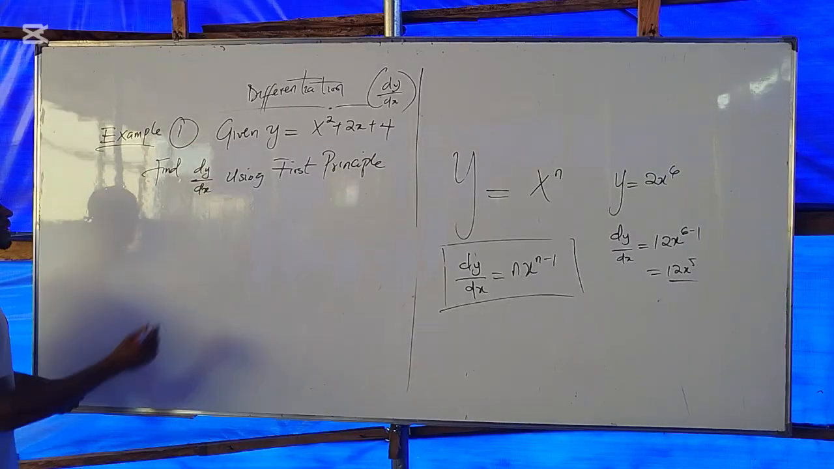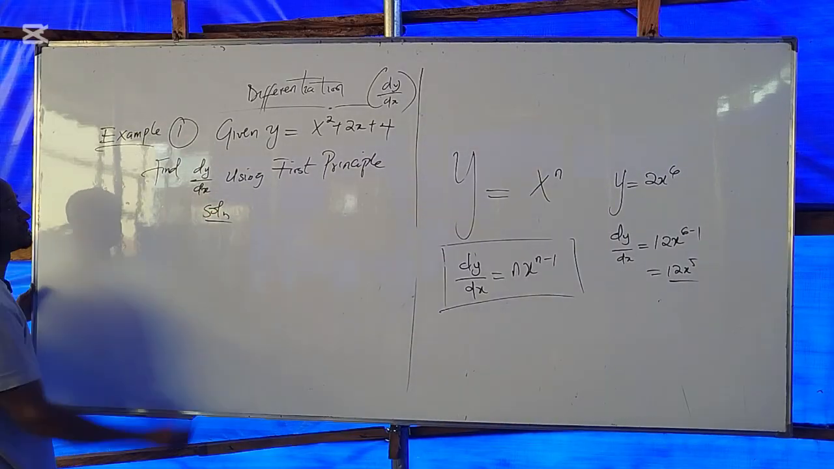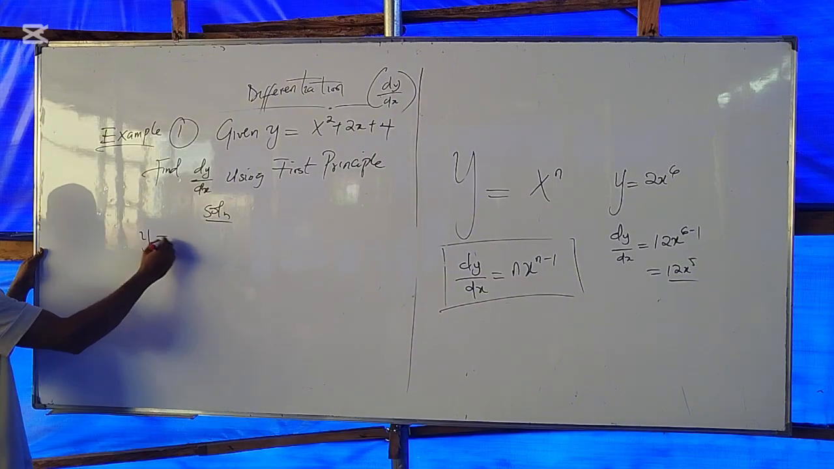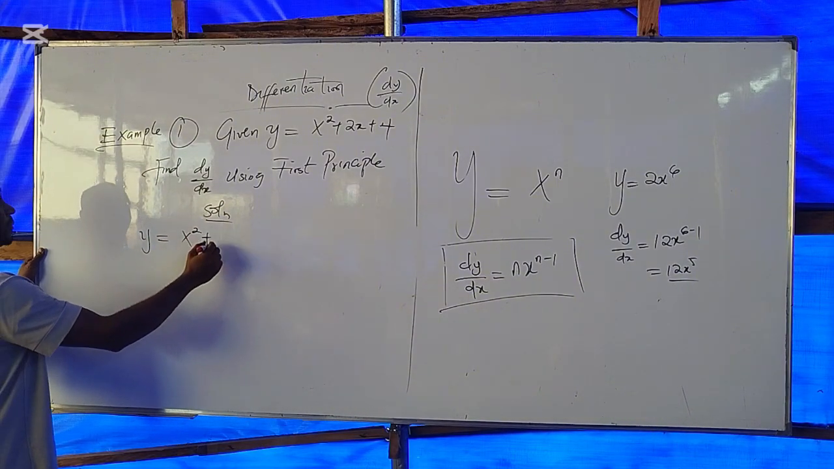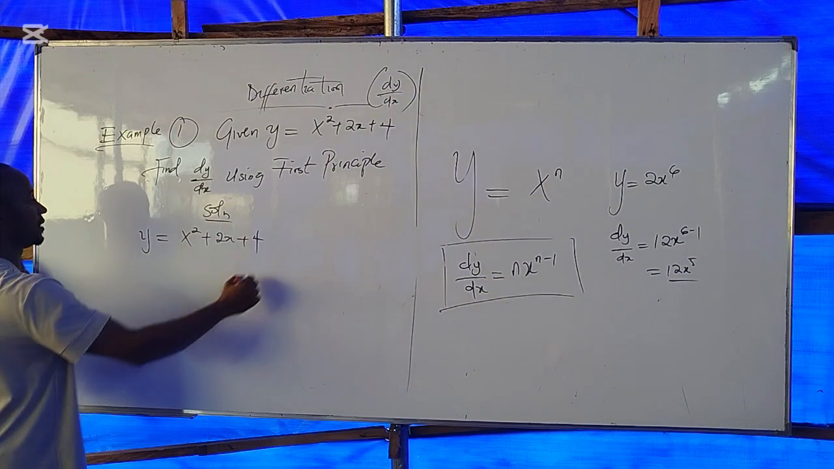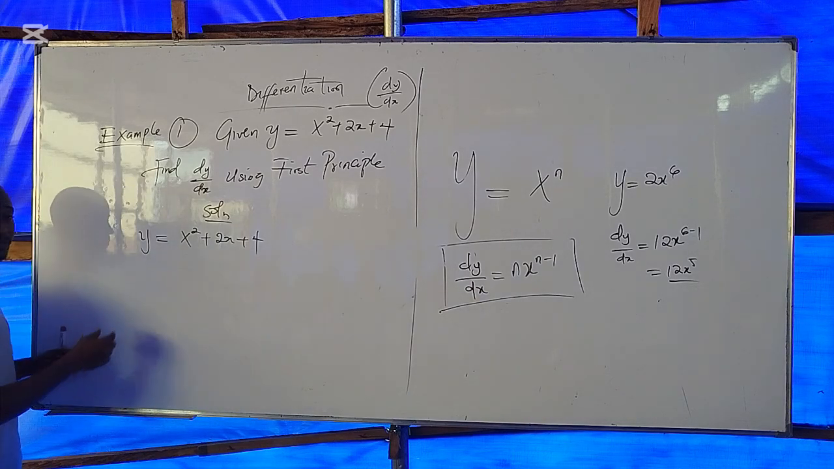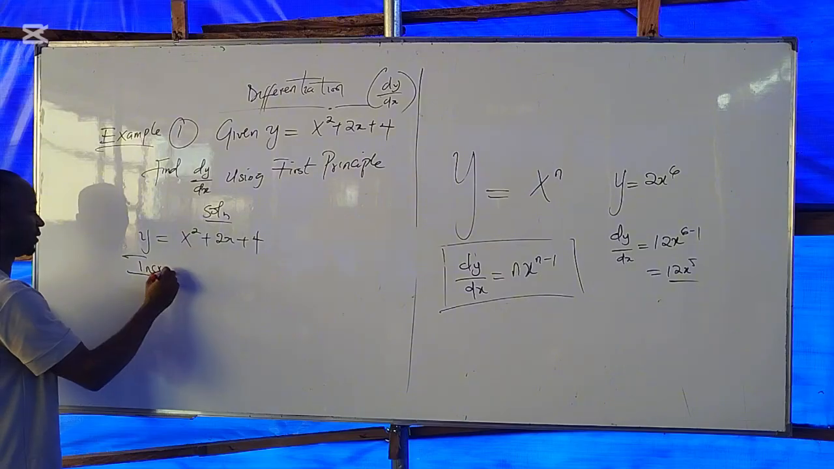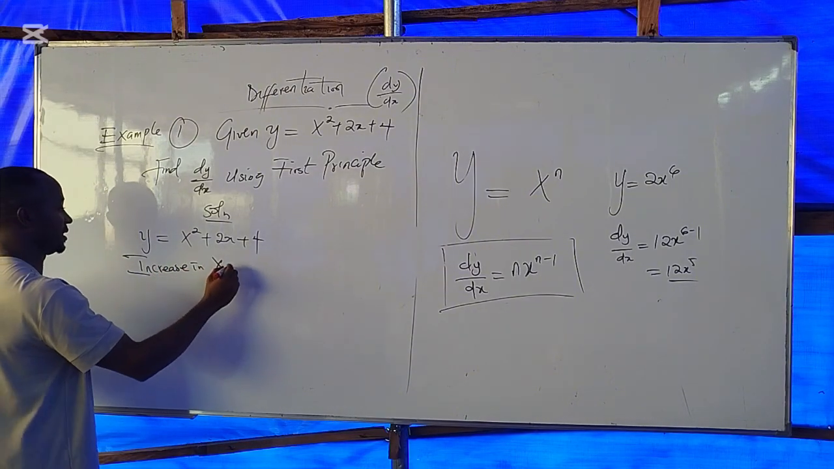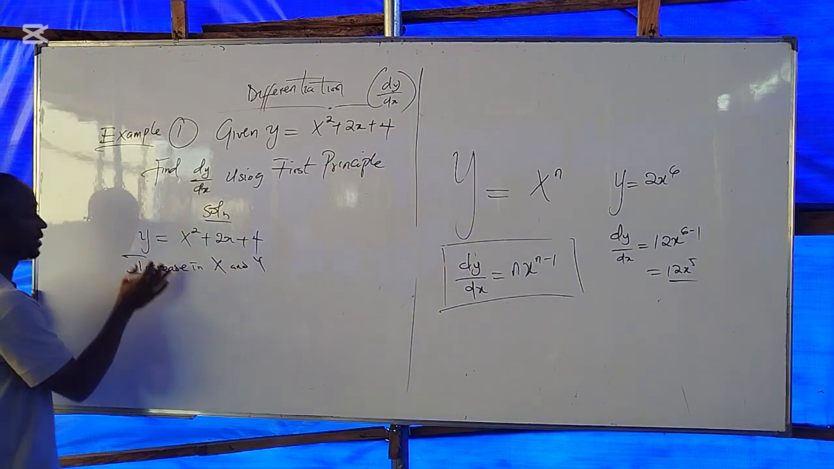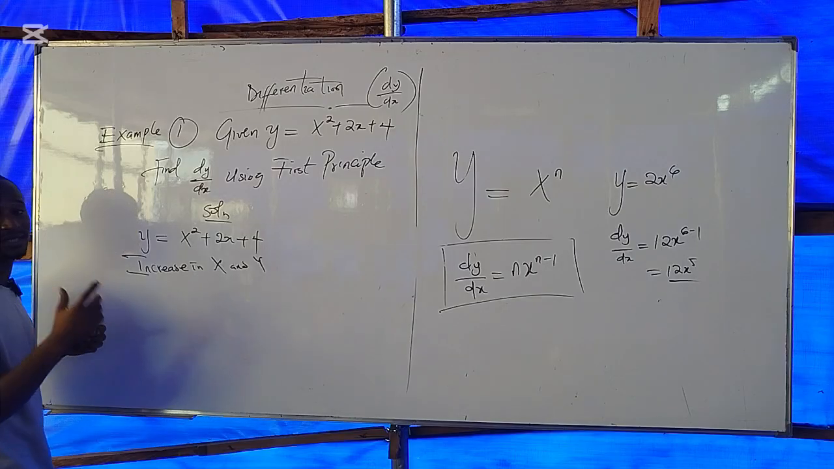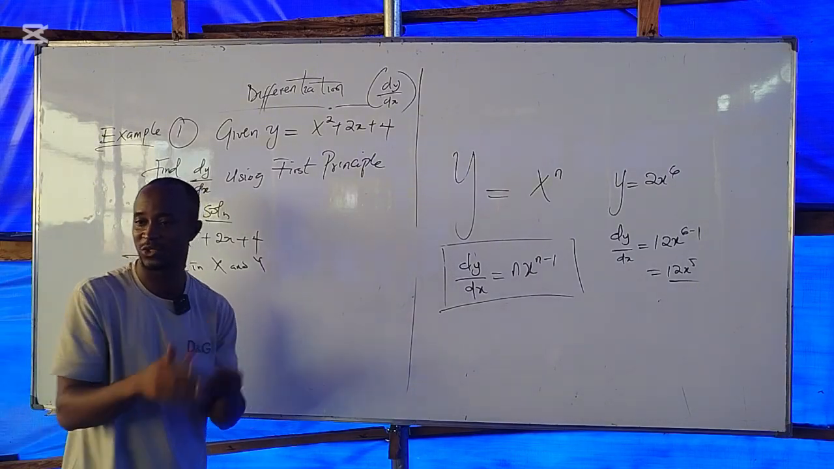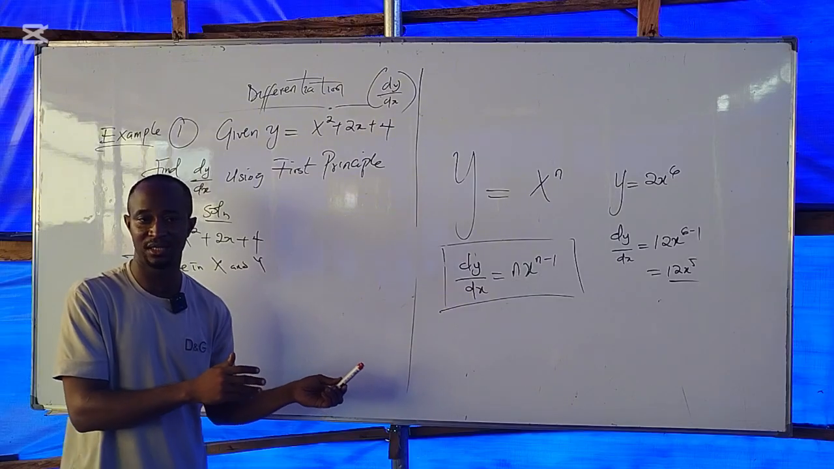Now listen. The solution to this is that, are you there? We are given y equals x squared plus 2x plus 4. The first condition says: let there be an increase in x and y. Increase in y means I will replace my y with y plus delta y, and x with x plus delta x. Are you following?